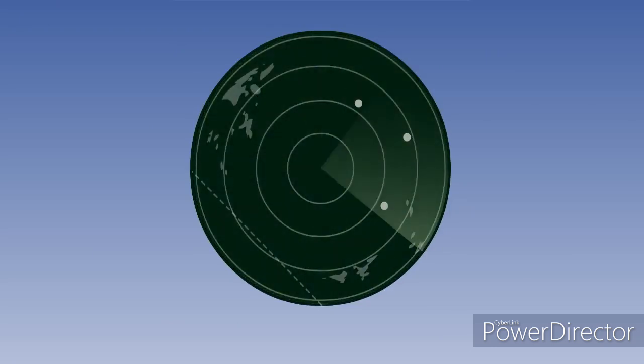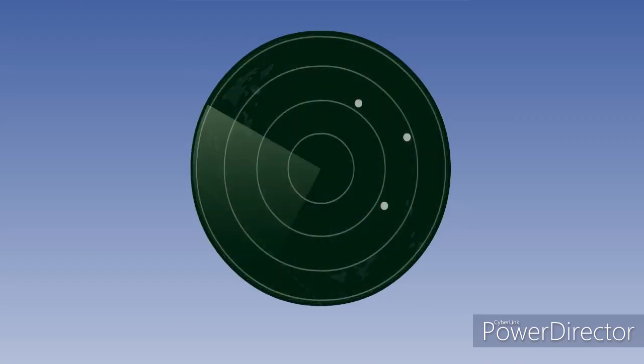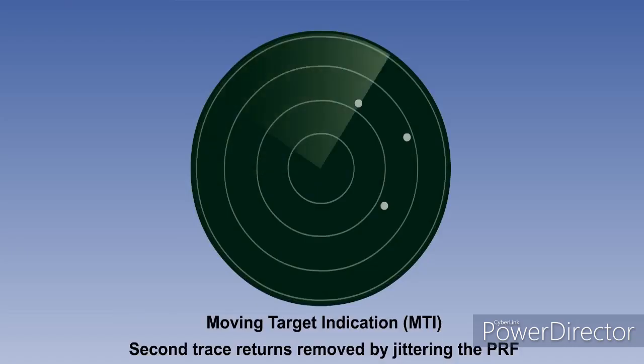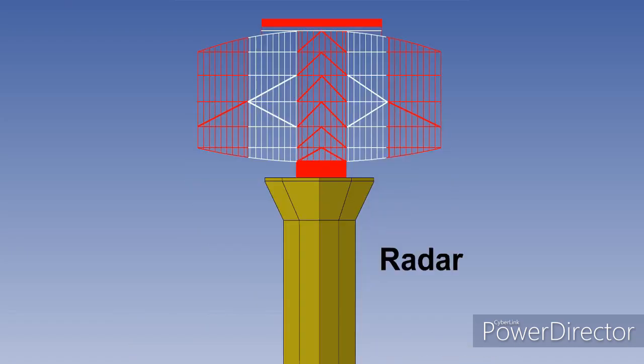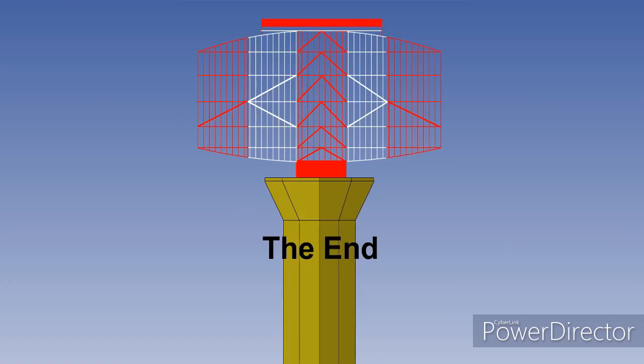Moving target indication, or MTI, uses Doppler techniques to remove permanent echoes. Second trace returns are removed by jittering the PRF. Parabolic aerials deliver high power for long range but suffer from side lobes. Slotted antennae give smaller side lobes, a narrower beam, lower power requirements and improved resolution. This concludes the lesson on basic radar theory.